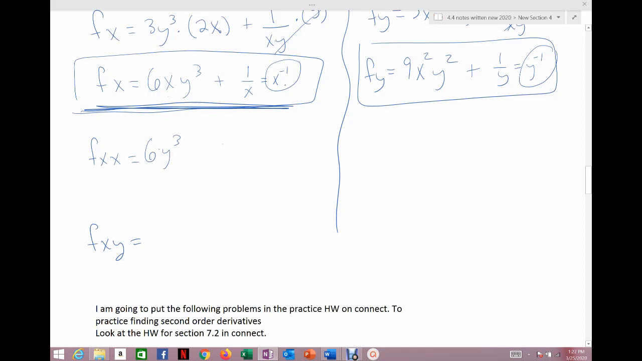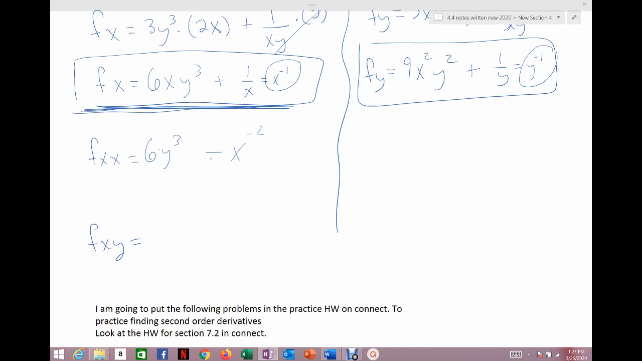The second term is, again, we rewrote 1 over x as x to the negative first. So when I take the derivative with respect to x, I'm going to get a negative x to the negative second. I'm just going to leave it. If you want to rewrite it as 1 over x squared, you can. Again, I'm fine with negative exponents, so I'm going to leave it. Now the mixed derivative.